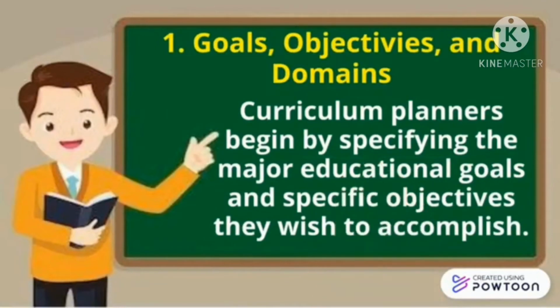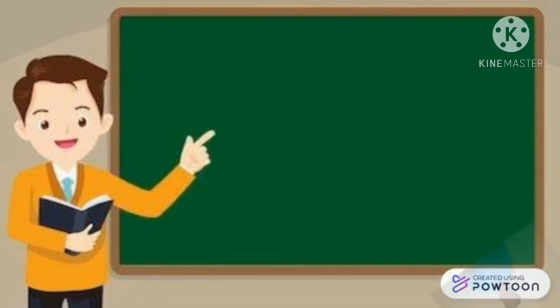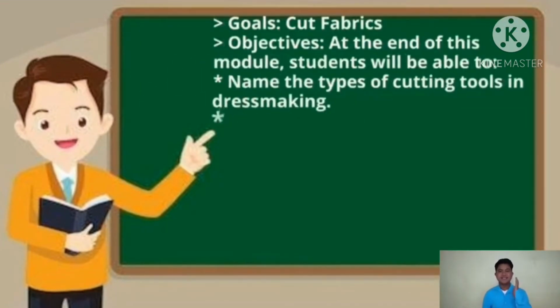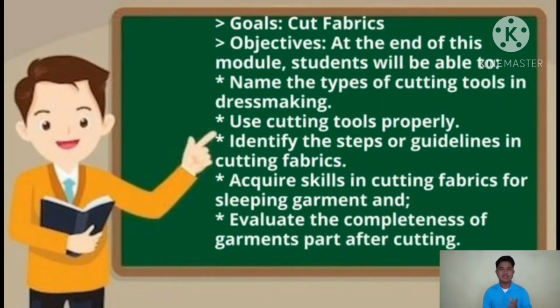First, we have goals, objectives, and domains. Curriculum planners begin by specifying the major educational goals and specific objectives they wish to accomplish. So these goals and objective domains, this is speaking from their interest making module. We can see that the goal of this module is to let the students know how to cut fabrics, and definitely in order to achieve this goal, it has included 5 main objectives to assess the students in their doings. These objectives pertain to the step-by-step understanding of where the lesson should focus and go through. Without these objectives, the learning of the students will not be guided properly.